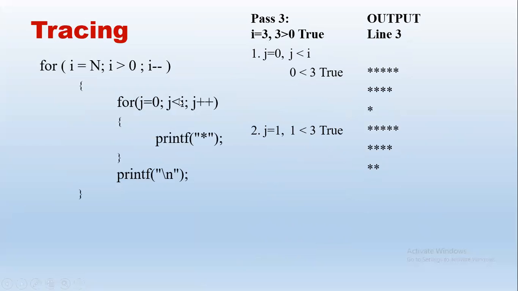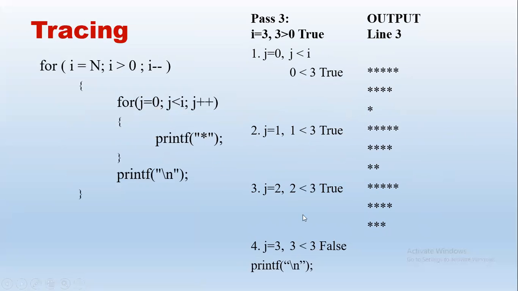Next, j is incremented to 1, 1 less than 3, true. We print a second star. Then when j becomes 2, 2 less than 3 is true. We print a star again, so in the third line 3 stars. Now j becomes 3. When j is 3, 3 less than i, which is also 3, the condition is false. So it stops the execution of the inner loop, and then a new line.